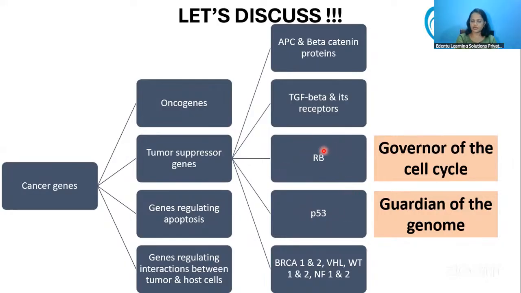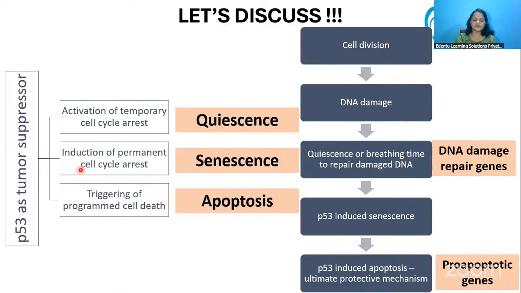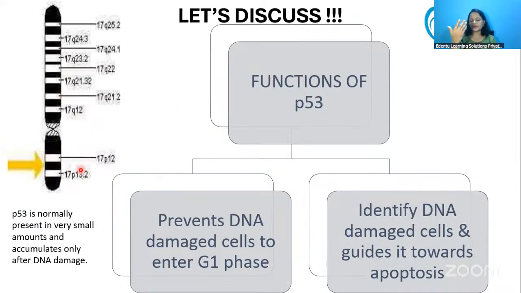So this RB or retinoblastoma gene is also called the governor of the cell cycle. And P53 is also called the guardian or the protector of the genome. Let's see why it is called the guardian of the genome. If you look at it, the P53 gene is usually present on chromosome number 17.